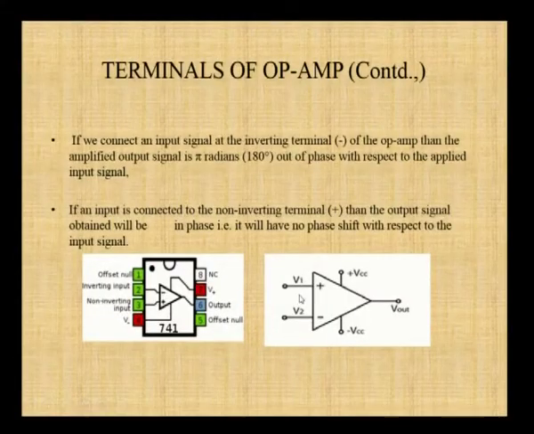This is the symbol of the operational amplifier. It is a triangle shape and 2 are the inputs, V1 and V2. We have to give them to the positive terminal and the negative terminal. If the input is given to the positive terminal of the operational amplifier, then the output is in phase with the input signal. And if the input is given to the negative terminal, the output is 180 degrees out of phase with the input signal.